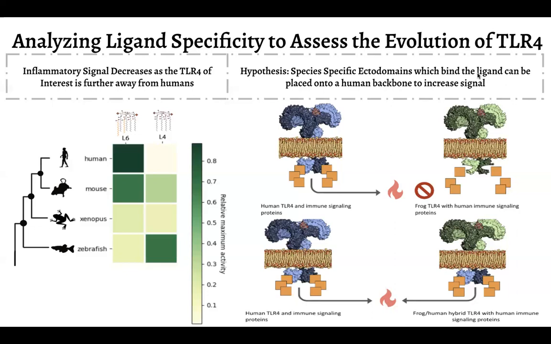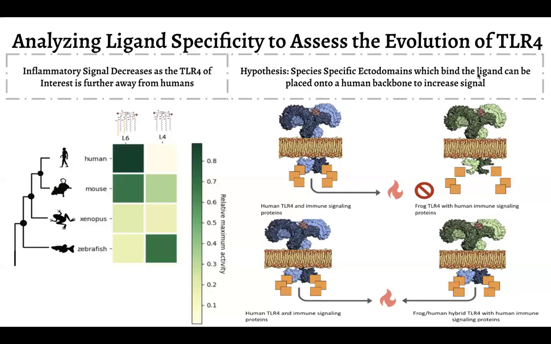As our lab wants to be able to observe the activity of these low-signal TLR4s, we have come up with a theory and subsequent method of why these proteins are not activating and how we might increase that signal. Our theory is that species-specific ectodomains, which bind the LPS, can be put on human TLR4 to increase signal. And that theory is shown in the bottom right diagram.